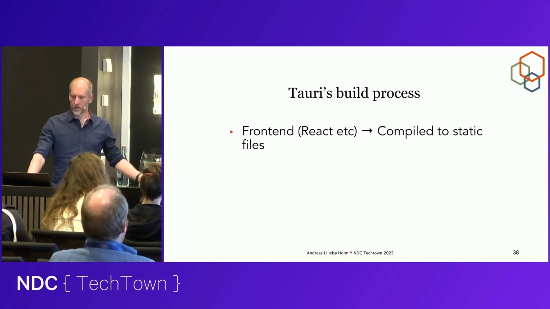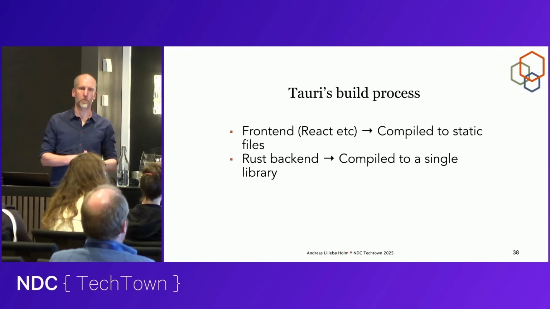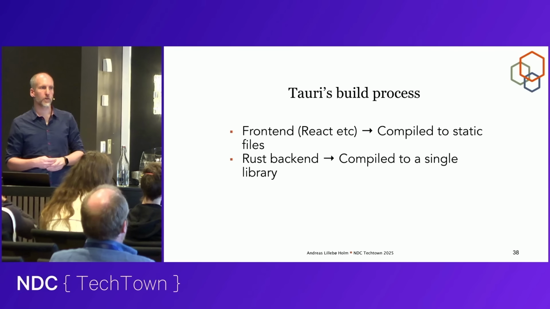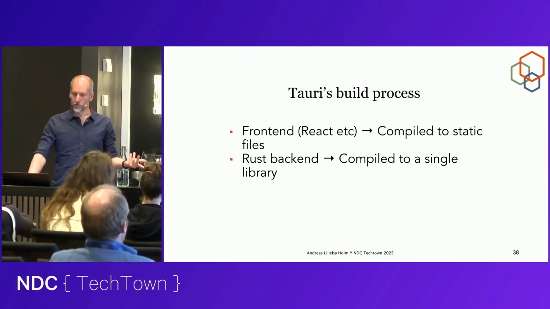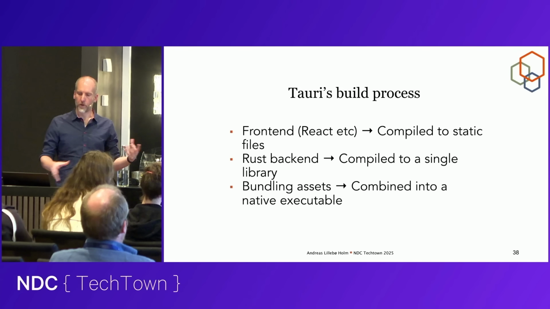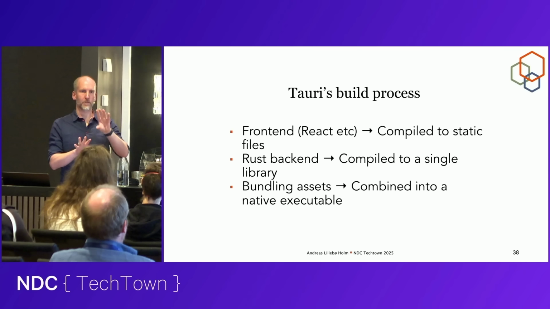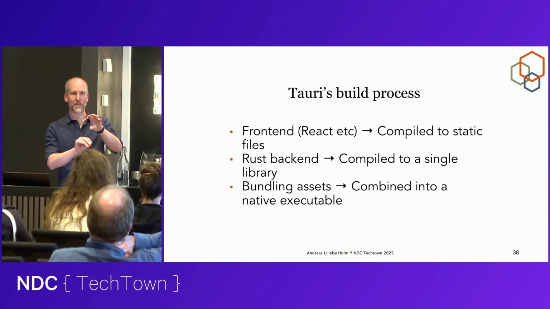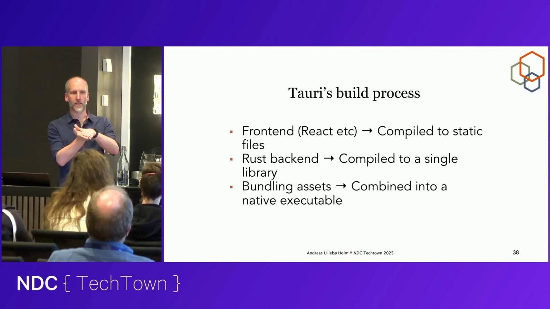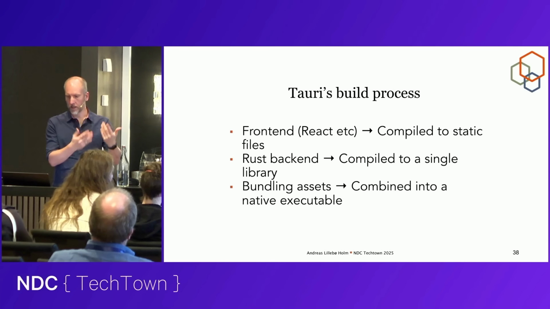And the Rust side, you compile that to a single library. So all the Rust code is compiled separately from that. And then what you do in the end is that you bundle these two together. It's not like a library and then a lot of CSS and JavaScript files in your application. They're compiled into a binary. So everything is in that binary.